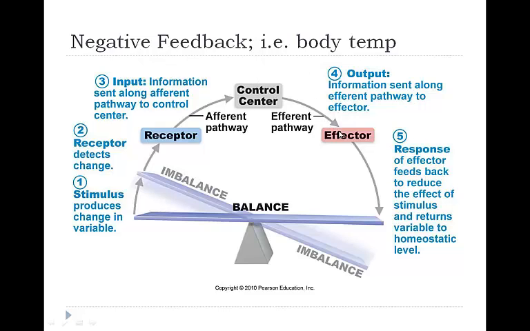It tells the furnace to turn on. The response: the furnace turns on. It produces heat. It warms up the house. Once the house is warm enough, we start this whole process again. The stimulus is the house is now too hot. So the thermostat detects the change. It's warm in here. We input the information to the control center. Control center says, okay, it's warm. Output, turn off the furnace. Furnace turns off. Now the house starts to get cold again. So that's going to be our typical negative feedback mechanism.